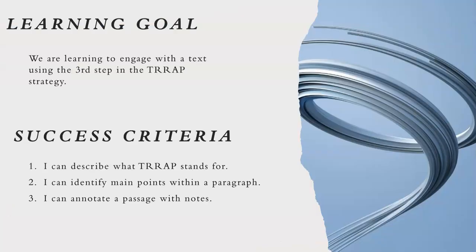Today, we are learning to engage with a text using the third step in the TRAP strategy. Along the way, we have some success criteria to help you keep motivated and let you know that you are understanding the idea and grabbing hold of some success. First, I can describe what TRAP stands for. Second, I can identify main points within a paragraph. And number 3, I can annotate a passage with notes.